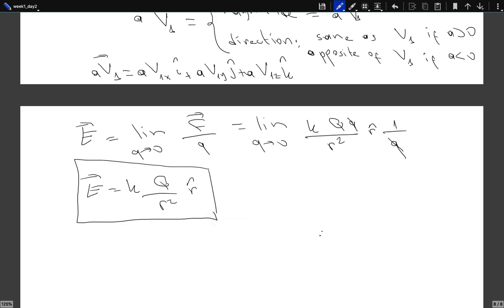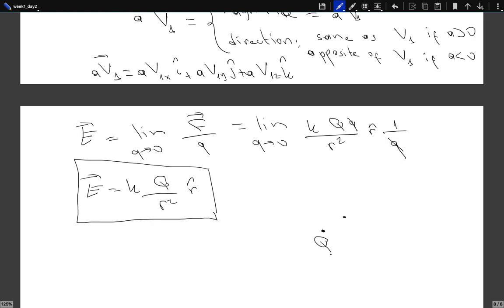So if here I have my charge, and I want to find the electric field, let's say at this point over here, this is my charge Q. The electric field at this point is, well, I have to measure this length. That will be my r. I know the charge of my particle. This is just a known constant.